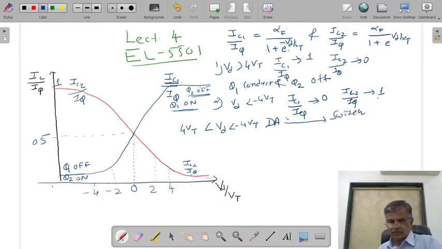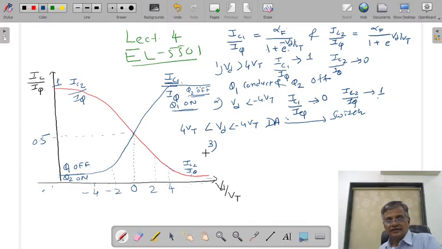See, in this region Q2 off, Q1 on. In this region Q2 on, Q1 off. Look here. Here Q2 off, Q2 on, or Q1 on, Q1 off. Here Q1 on, Q1 off. Here Q2 off, Q2 on. So it means the differential amplifier can be used as a switch.